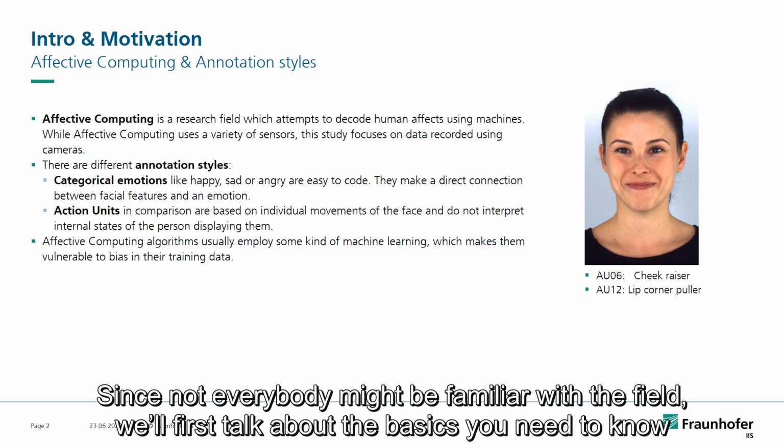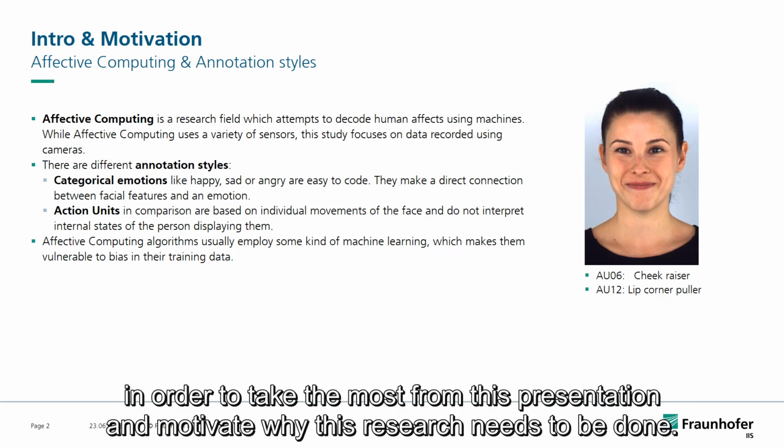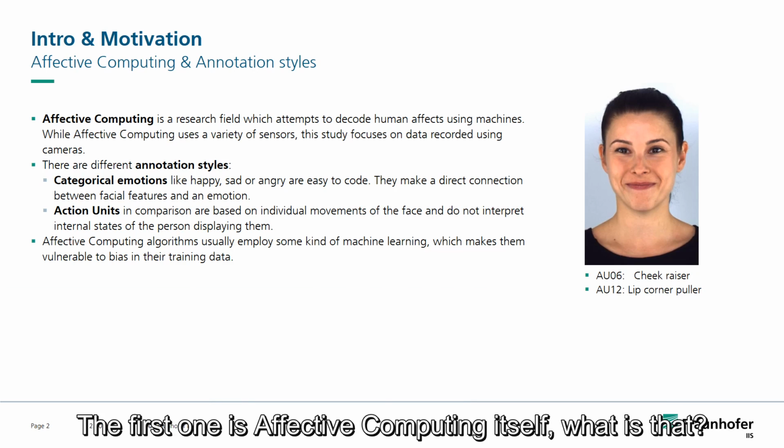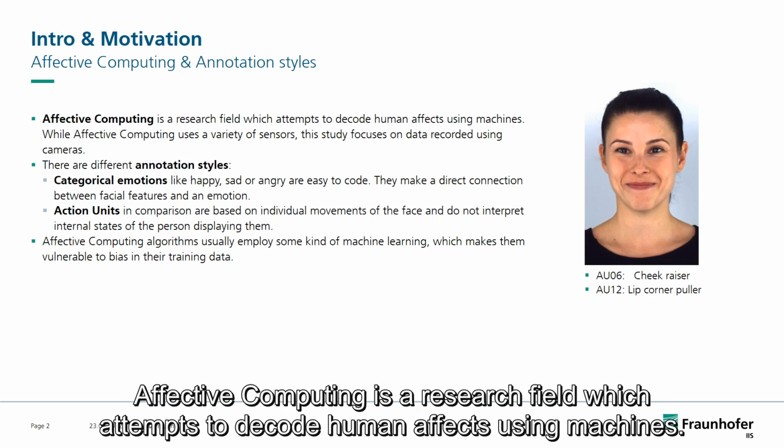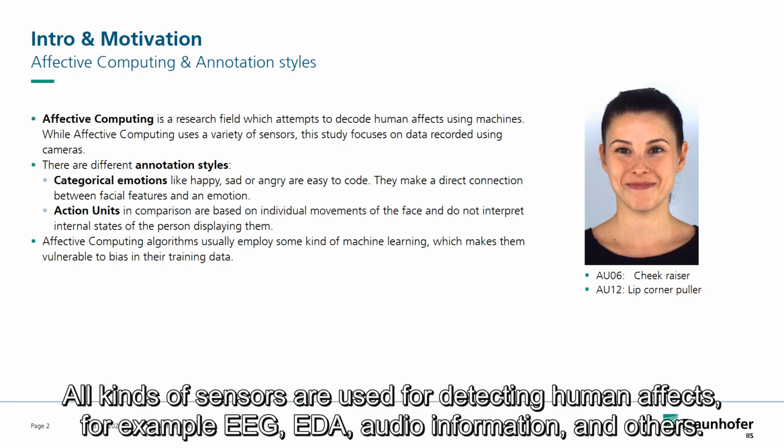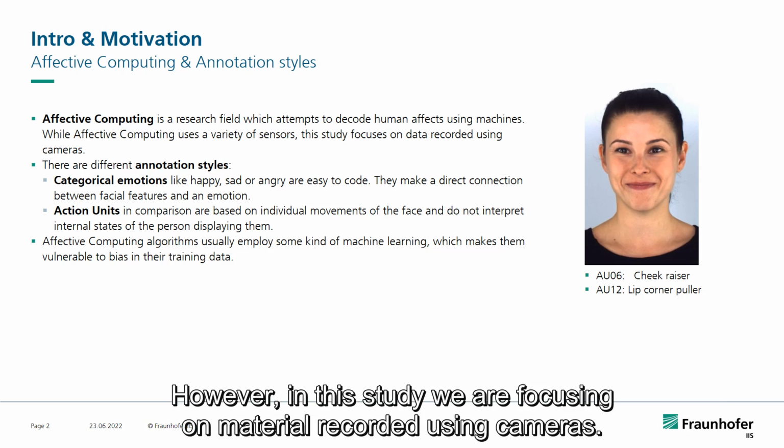Since not everybody might be familiar with the field, we'll first talk about the basics you need to know in order to take the most from this presentation and motivate why this research needs to be done. The first one is affective computing itself. What is that? Affective computing is a research field which attempts to decode human affects using machines. All kinds of sensors are used for detecting human affects, for example EEG, EDA, audio information, and others. However, in this study we are focusing on material recorded using cameras.